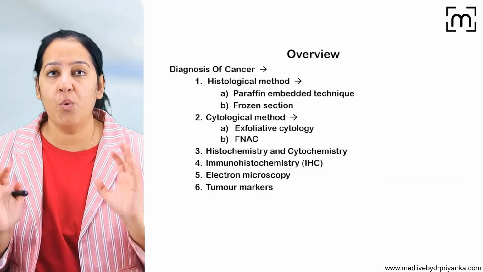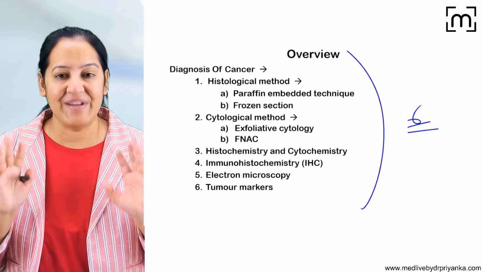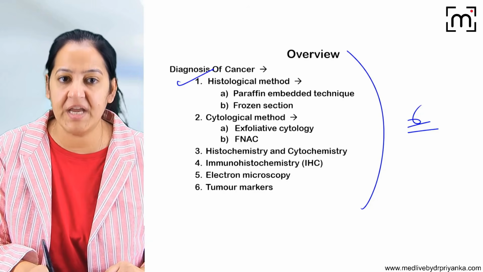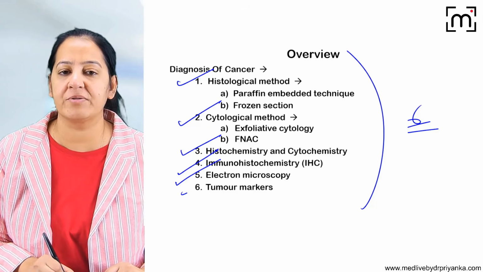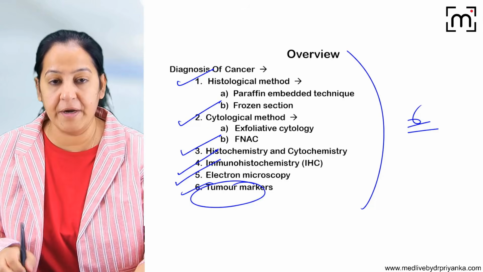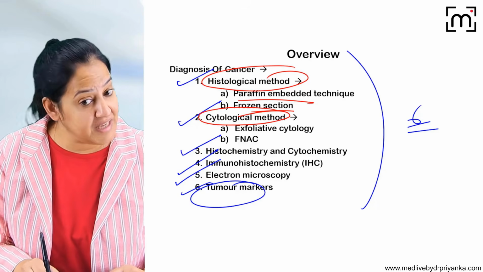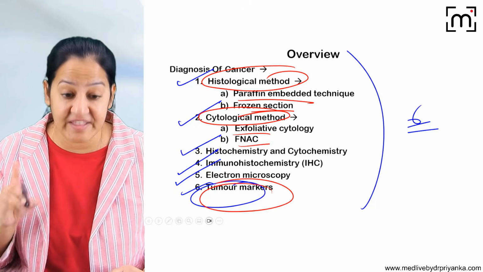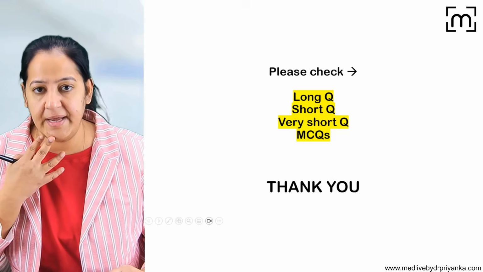I hope you are prepared for all 6 methods of diagnosis of cancer. So if diagnosis of cancer comes as a long question in your exam, write down all 6. Start with the histology, then cytology, then histochemistry, then immunohistochemistry, electron microscopy, and tumor marker. Give an elaborate description of the histological method, write down the steps. Elaborate description of cytological, write down the steps. These 2 are important, and a little bit of elaboration with examples of the tumor marker. These 3 you can just enumerate the examples. Okay, that's all about it.